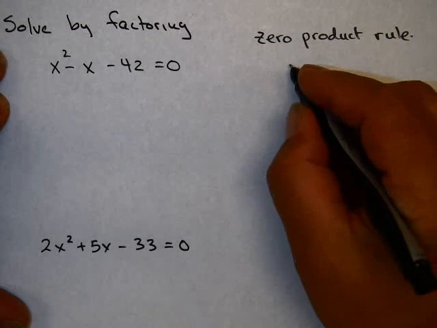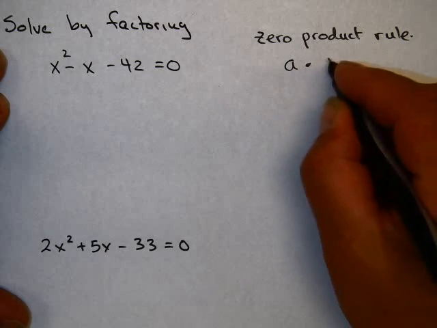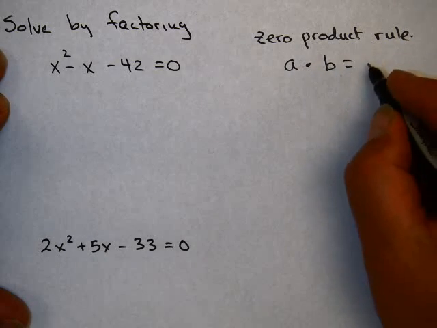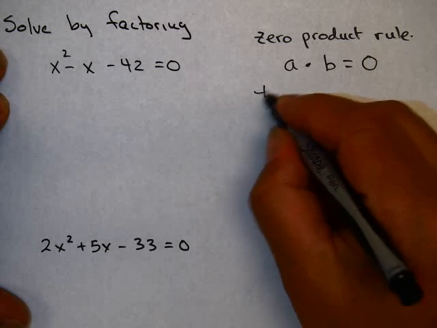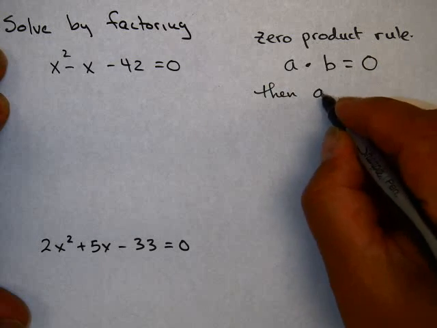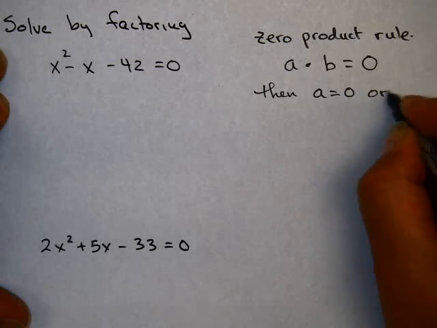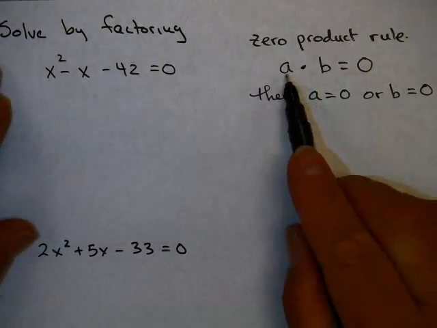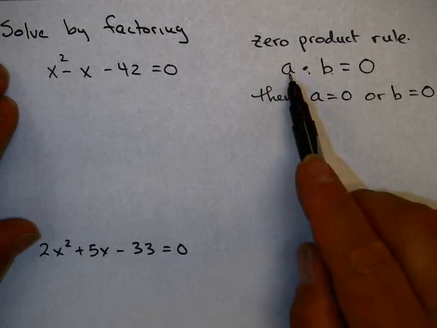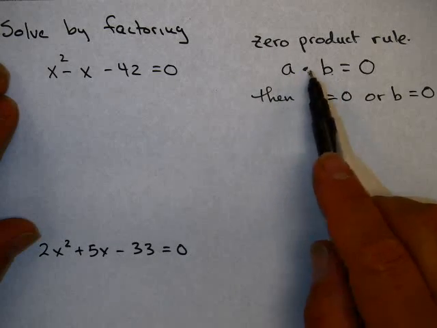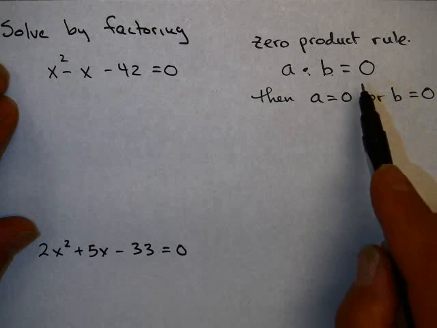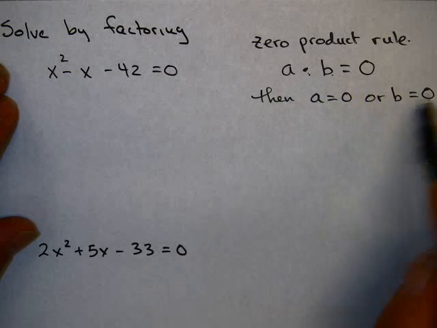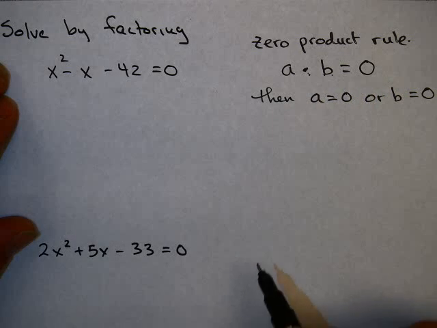The zero product rule says if you have two numbers multiplied together and their answer is 0, then one of these, or both, have to equal 0. Now, notice this is only for multiplication. If I multiply a bunch of numbers together and the answer is 0, the only way that can happen is if one of these is 0.